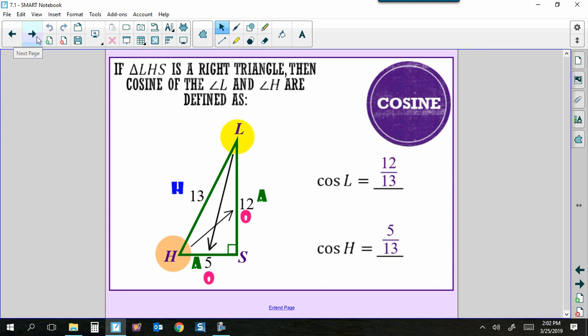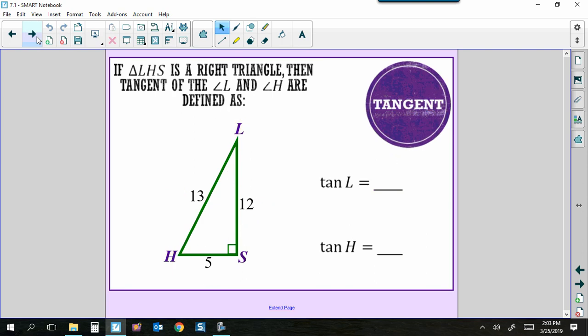But did you notice that when you look at sine and look at cosine, look at your answers. Look at sine of L, cosine of L. Then look at sine of H and cosine of H. Notice anything? Maybe. We'll come back to that in a second. Think about it. We're also going to have you think about this one as well when you come up with the answer.